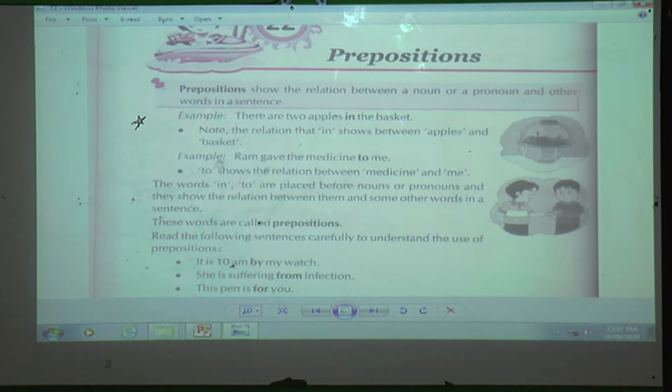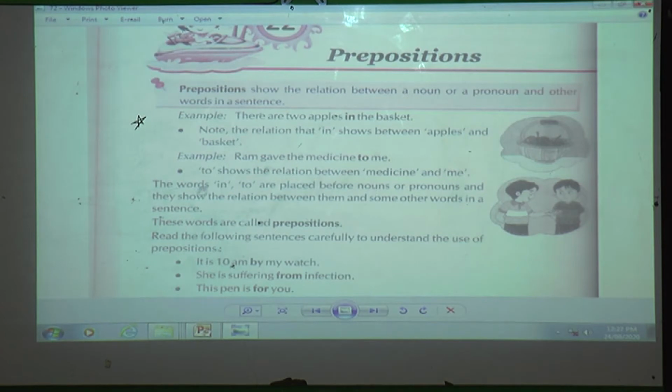Now one more example they have given. Ram gave the medicine to me. Now here what has Ram done? Yes, he has given the medicine. To whom? To me. Now what is 'me'? It is a pronoun. So it shows the relation between the noun and pronoun. So 'to' shows the relation between medicine and me. Again I will repeat, students. This 'to' shows the relation between the medicine and me.